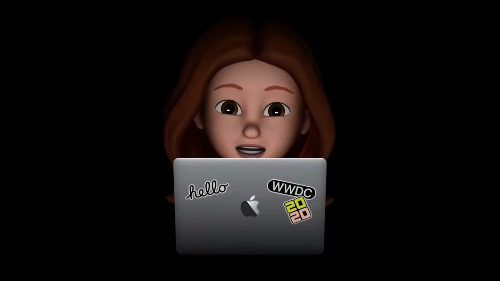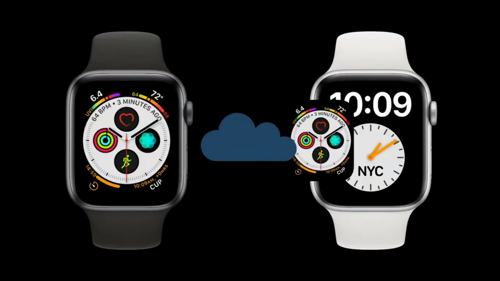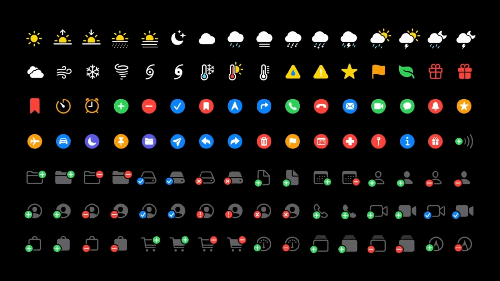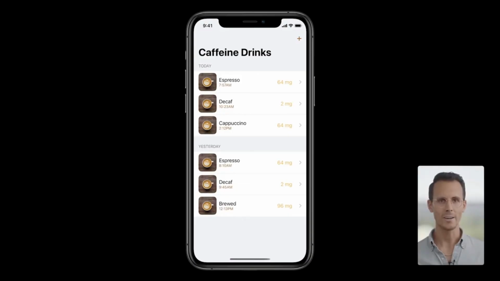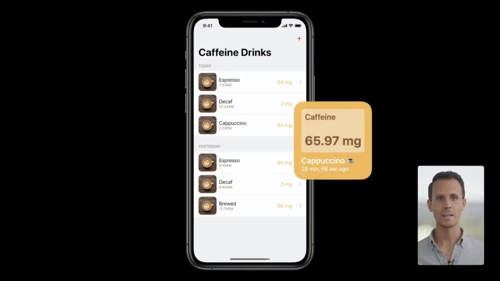And the action continues tomorrow. Guess what you'll be able to share soon? Ever wanted multicolored symbols? More on widgets from someone who really likes coffee. A widget would be a great addition to be able to know at a glance, at all times, how caffeinated I am.